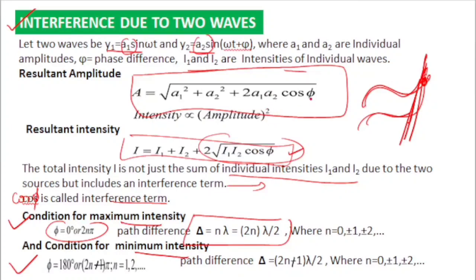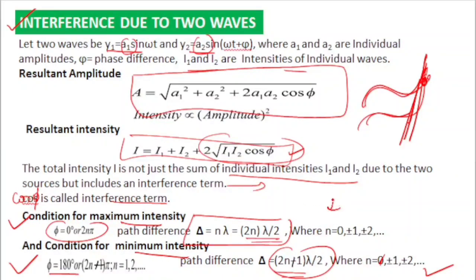What is the condition for minimum intensity? Minimum intensity is when cos phi is minus 1, and cos phi is minus 1 when phi is 180 degrees or (2n plus 1) pi, n equal to 1, 2, 3. It means path difference becomes (2n plus 1) lambda by 2, where n is 1, 2, 3. So path difference must be an odd multiple of lambda by 2, and that is the condition of minimum intensity. So maximum intensity when path difference is an even multiple of lambda by 2, you must remember this point, and minimum intensity when path difference is an odd multiple of lambda by 2.